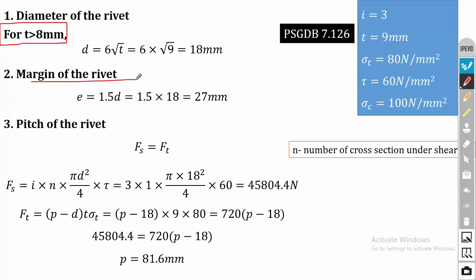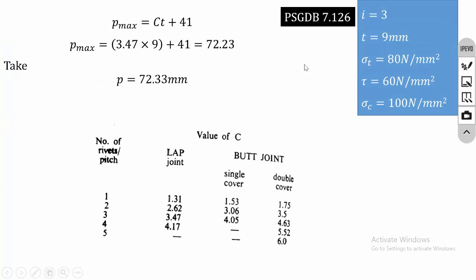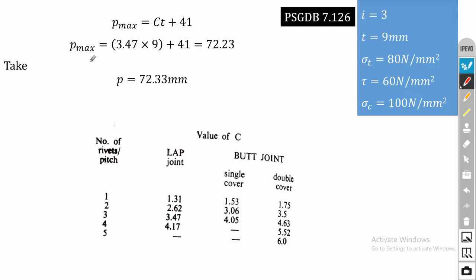The next one is the margin of the rivet. Use this relation to find the margin. Then to calculate the pitch of the rivet, equate Fs equal to Ft and calculate the pitch of the rivet. After calculating the pitch, check whether it comes under the maximum pitch. So use this equation to calculate the maximum pitch. Since the value of maximum pitch is minimum, I have considered the maximum pitch as the pitch value.